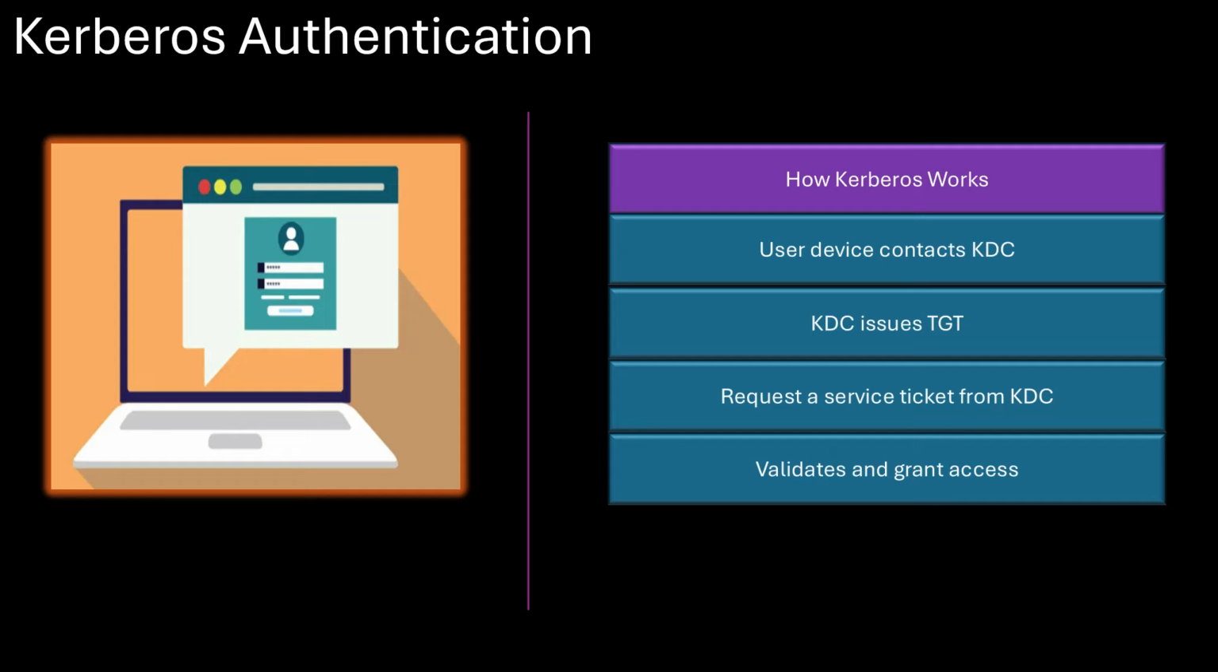How does Kerberos work? A user logs into Windows and their device contacts the Key Distribution Center, known as KDC, which is built into the Active Directory domain controller. If the user is verified, the KDC issues a ticket granting ticket, which is known as TGT.